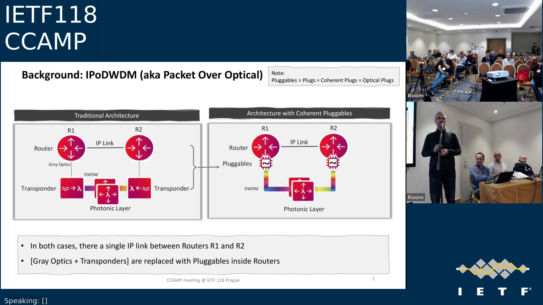So when we talk about pluggables, the left-hand side shows two routers, R1 and R2. They are connected together. From the router perspective, this is just an IP link. It is very simple. From the underlay perspective, if we go with the traditional architecture, we will have a dark fiber connected to the transponder connected to the photonic line system. This is the traditional way to carry IP over DWDM. On the right-hand side, if you take the transponder and the gray optics and smoosh them together and put them inside the router, it becomes a coherent optical pluggable. From the IP perspective, the paradigm is exactly the same. There is an IP link between two routers, but from the underlay, there is a difference.